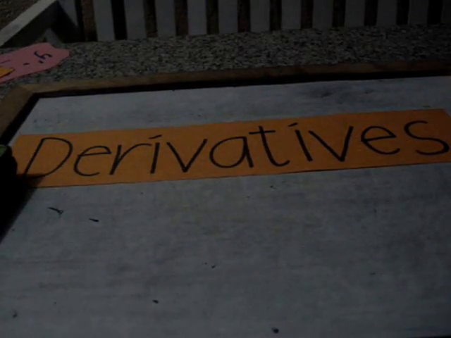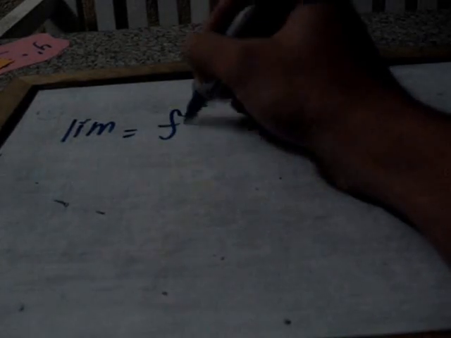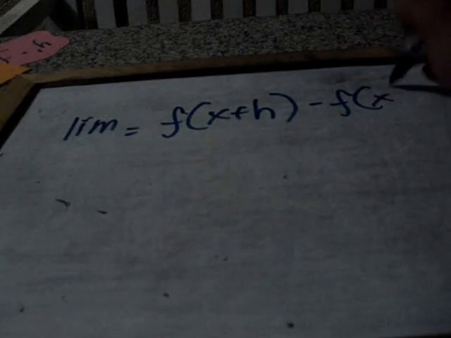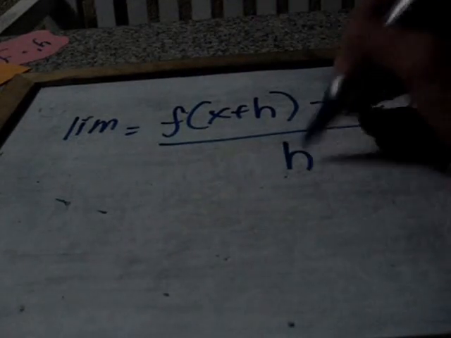So, derivatives. Derivatives is said to be the slope of the tangent. We're going to use y prime to denote derivative. Its definition is the limit of f of x plus h minus f of x over h as h approaches 0. That is the formula we're going to use.